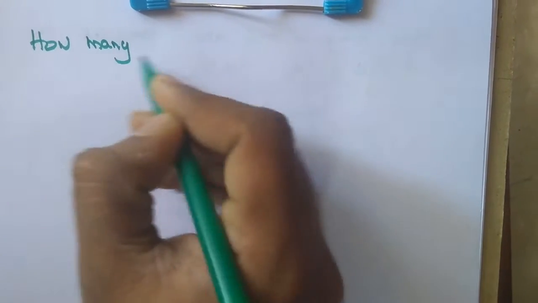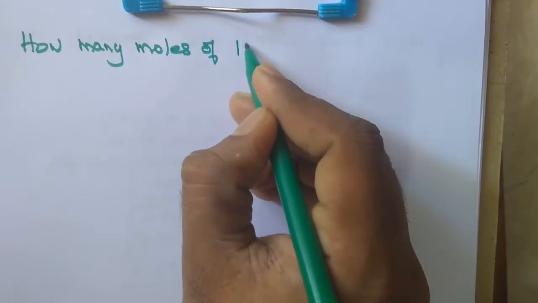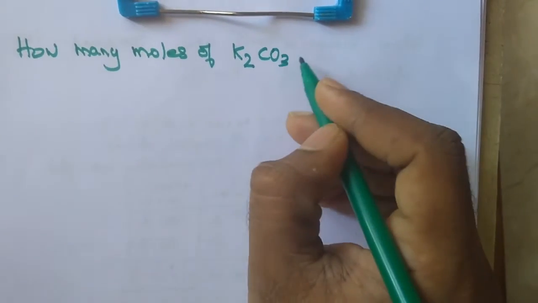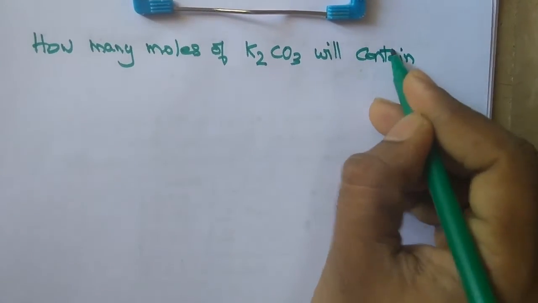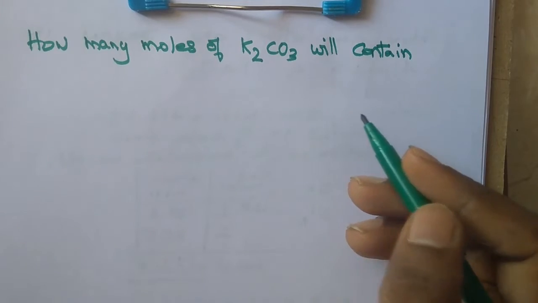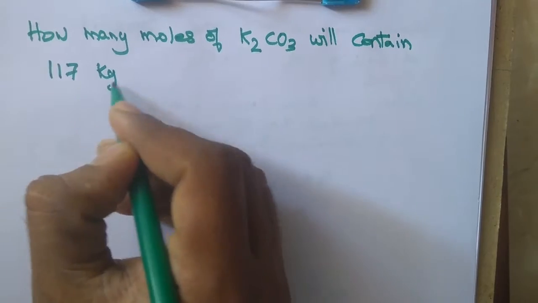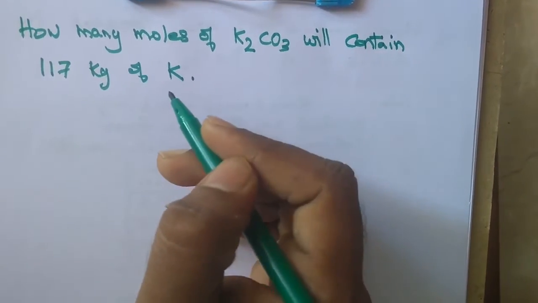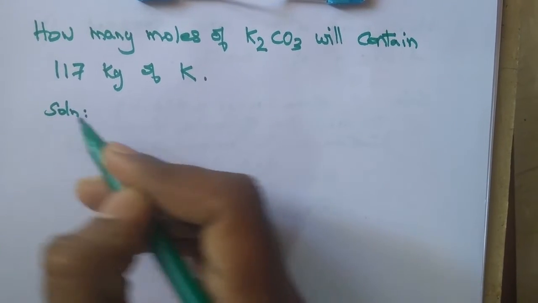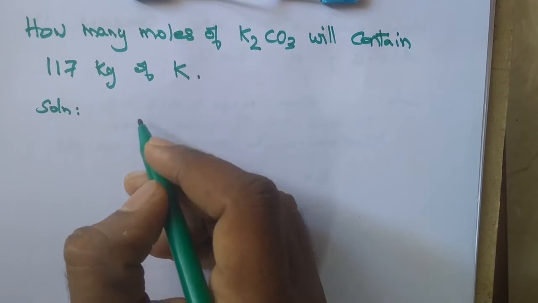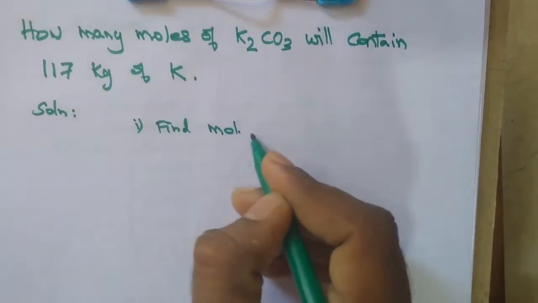How many moles of potassium carbonate, K2CO3, will contain 117 kg of potassium? How to solve this? First step is to determine the molecular weight of K2CO3. Okay, solution is first step. We will find the molecular weight of K2CO3.